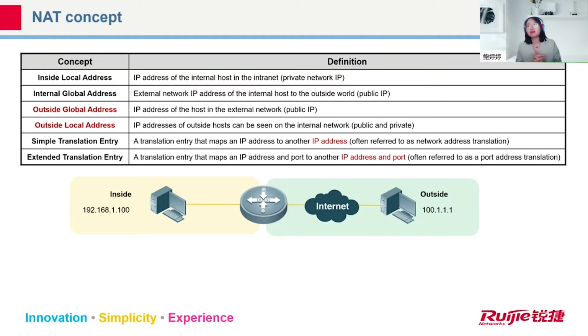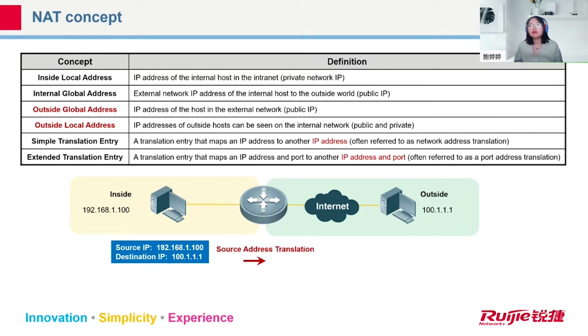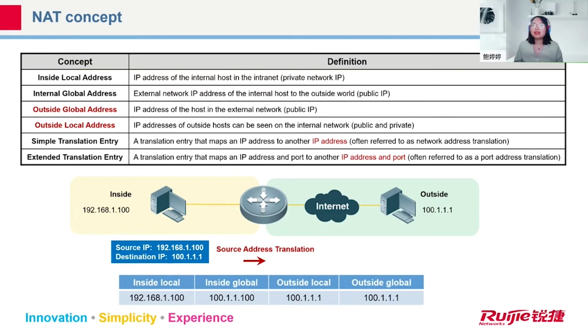And we have the simple one and the extended one. The simple one means we only translate the IP address information, but the extended one also translates the port information. So like this example, the inside source IP wants to visit the outside 101.1. The message is sent to the router. The router will do the translation to change the inside local to become the inside global. And the destination IP address you want to visit continues to be kept as the outside global. So this is the IP address.